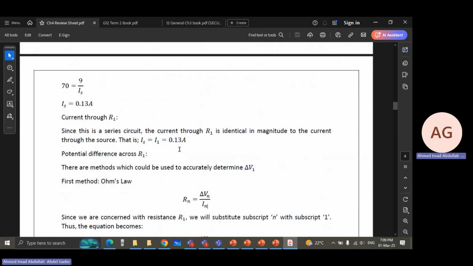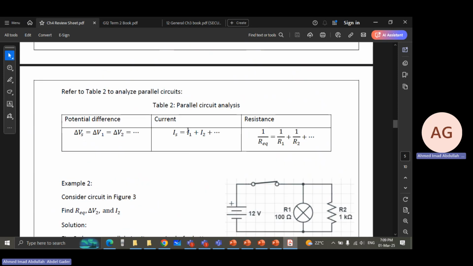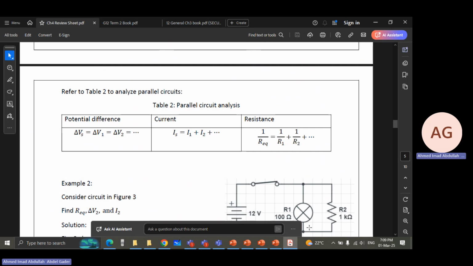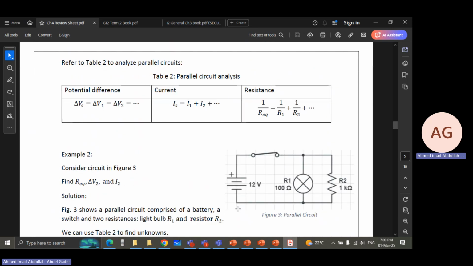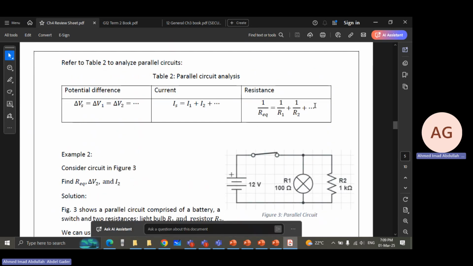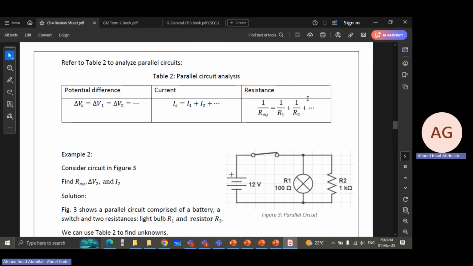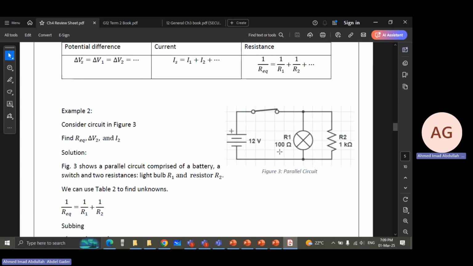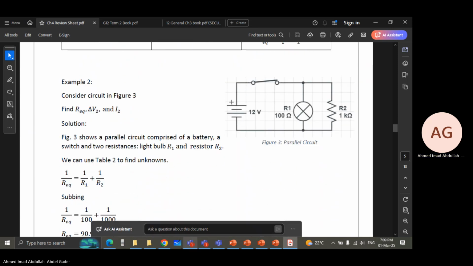And now for a parallel connection, the potential differences are the same across all branches. The current splits at a junction and then reunites at the junction nearest to the negative terminal of the battery. And of course, I'm sure you've come across this formula on how to find the equivalent resistance of a parallel circuit. This is a second example.